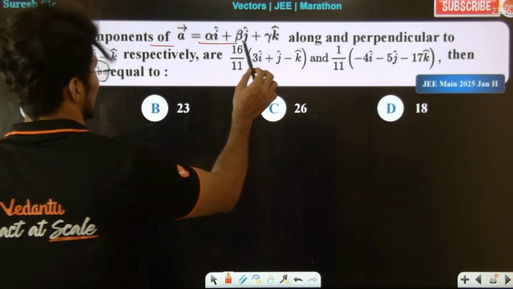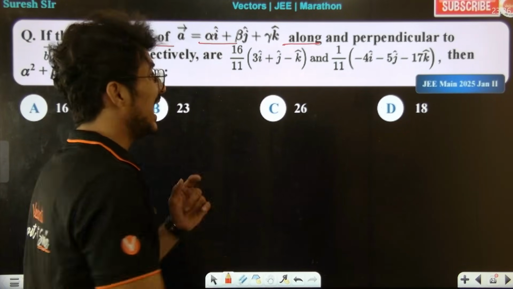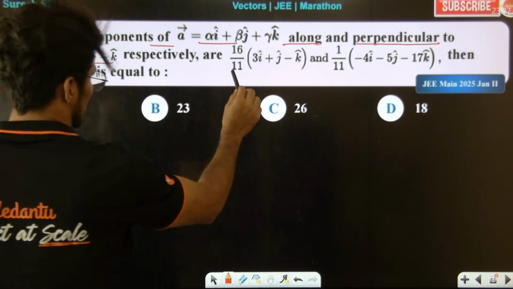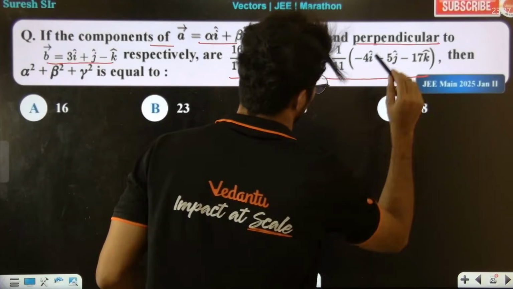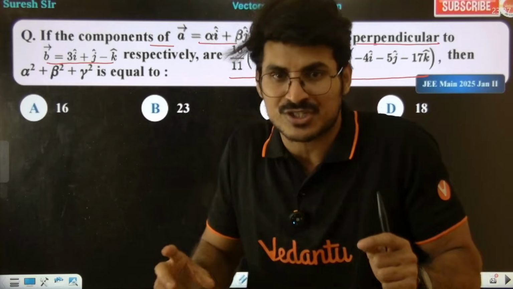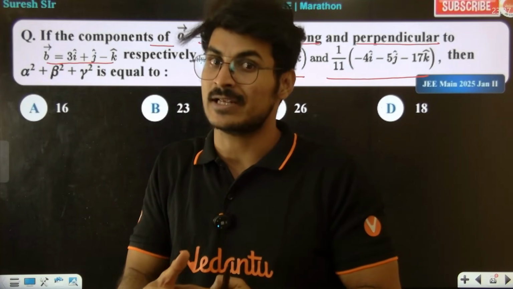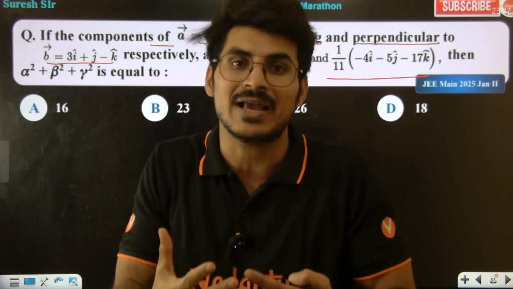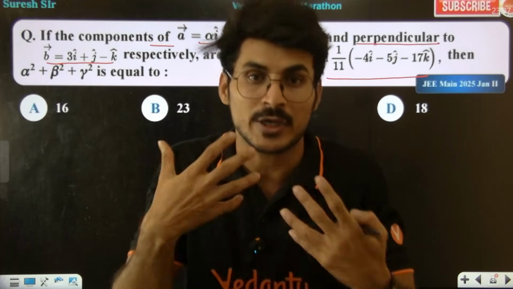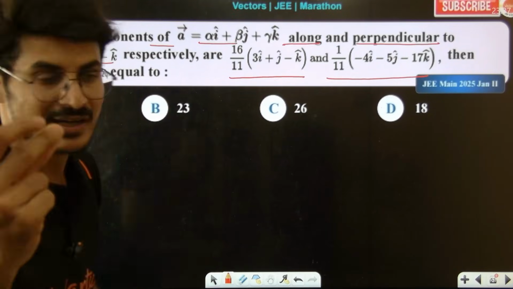Test yourself. The component of A along and perpendicular to B respectively is given. Please read the question properly. If you understand the language of the question, it is simple. Language here does not mean English, it means technical language: what exactly the mathematical concept they are talking about. If you understand that, it is simple, and you can solve it like this.